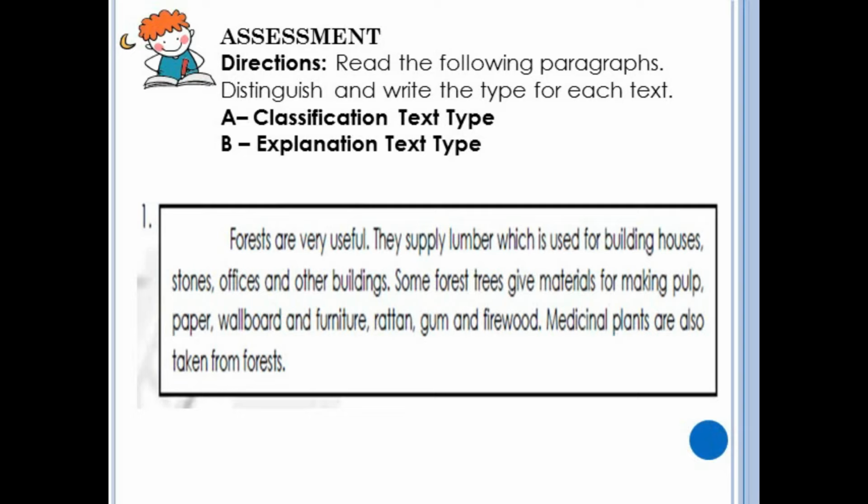Okay, let's get the answer. The answer is correct. A. Classification text type.